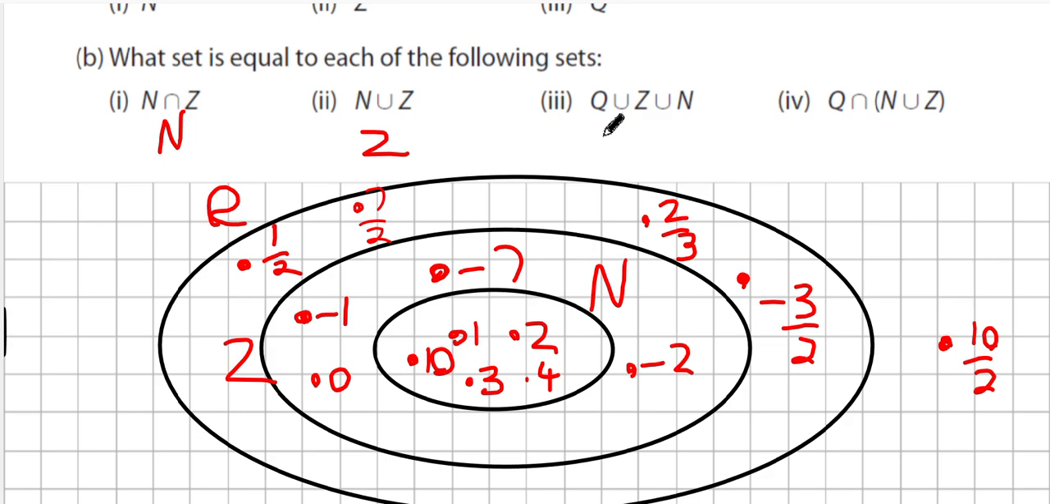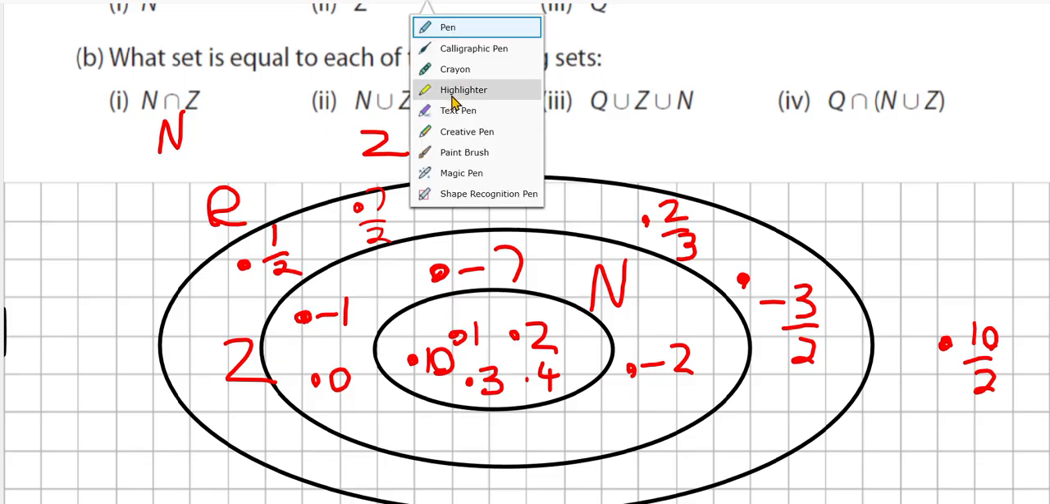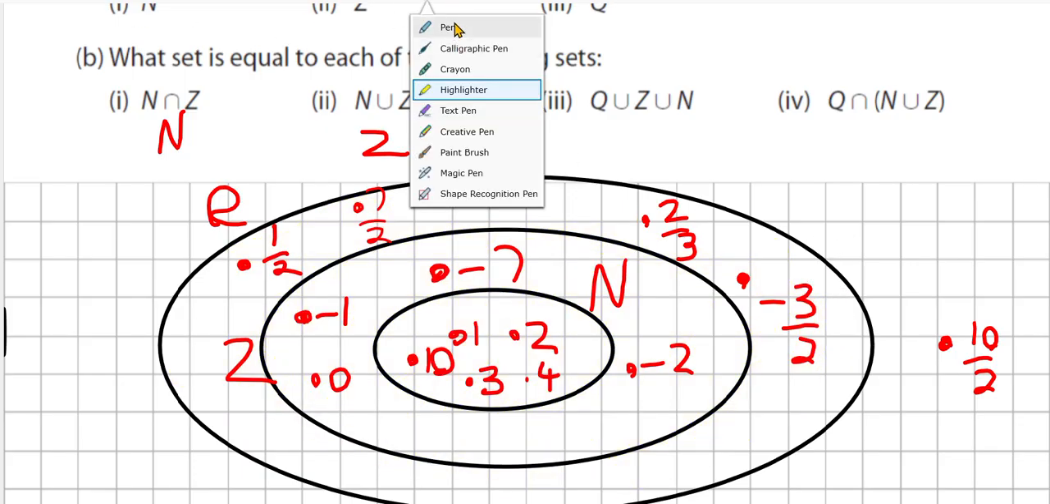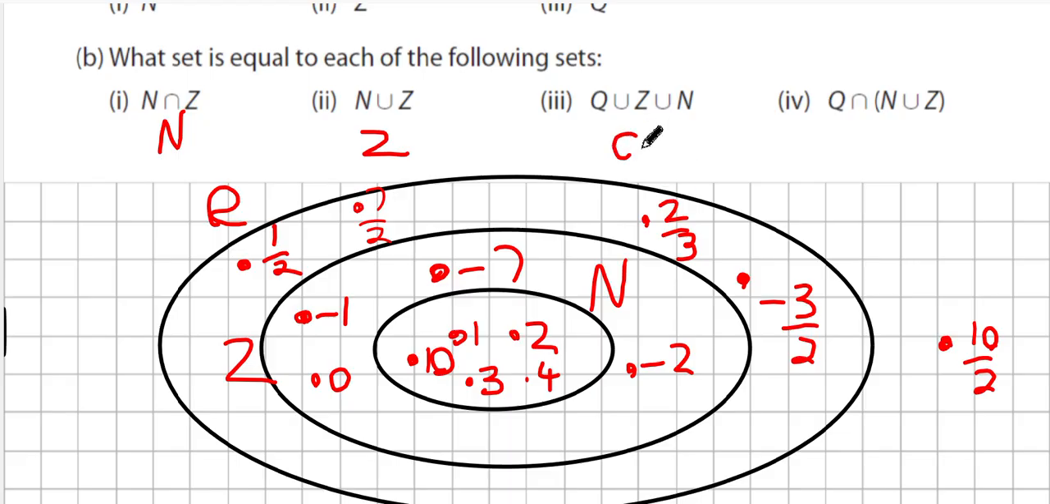Oh, this one's hard. Everything in Q combined with everything in Z combined with everything in N. What do you think the answer is then? Have to shade in the whole thing, don't I? Is that not the same as just everything that's inside of Q? It is. It's everything that's inside of Q. This is hard, is it, the language? What about the last one?